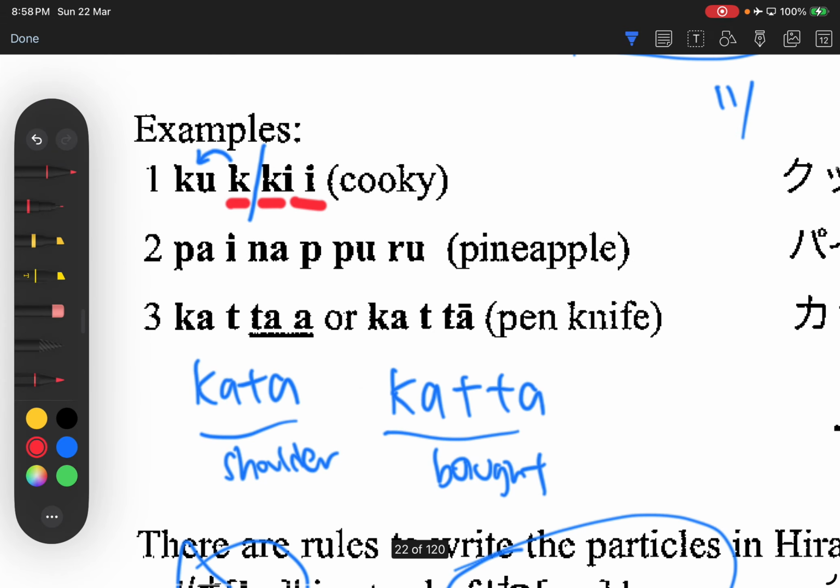Okay. So you can see cookie. Cookie. Right? KU is cook. Ku plus one more K is cook. Right? So cook and key plus a long double I sound. Long double I sound, so cookie.